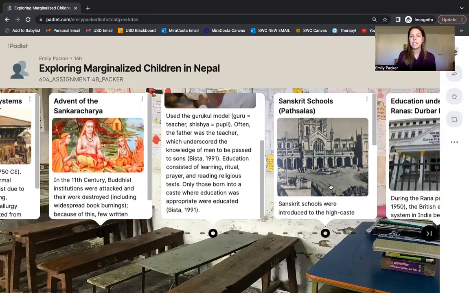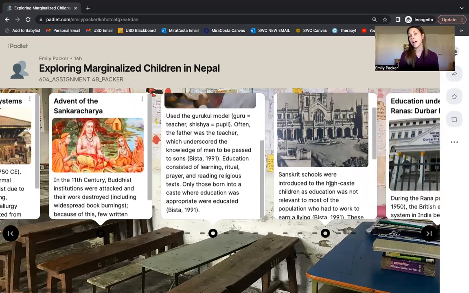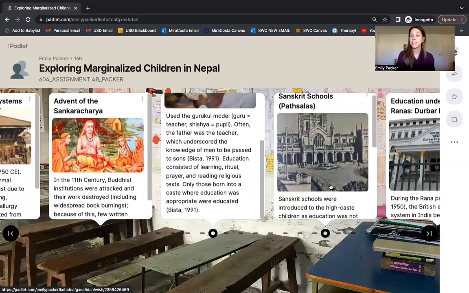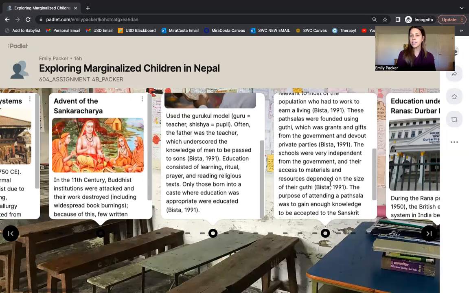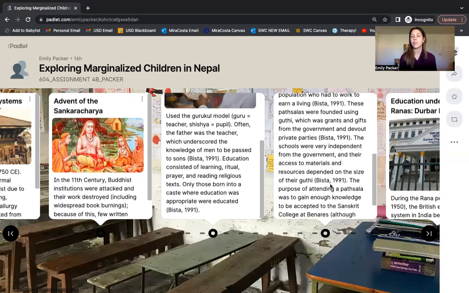At this time, Sanskrit schools were introduced for the high caste children. These were called patsalas. And this was the population that didn't have to do manual labor to earn a living. And so education was seen as appropriate for them. Interestingly, these schools were funded using guthi, which is the grants and gifts from government and other devout parties. Although there were guthi from the government, these Sanskrit patsalas, which still exist today, were very independent from the government. And so they were doing their own thing.